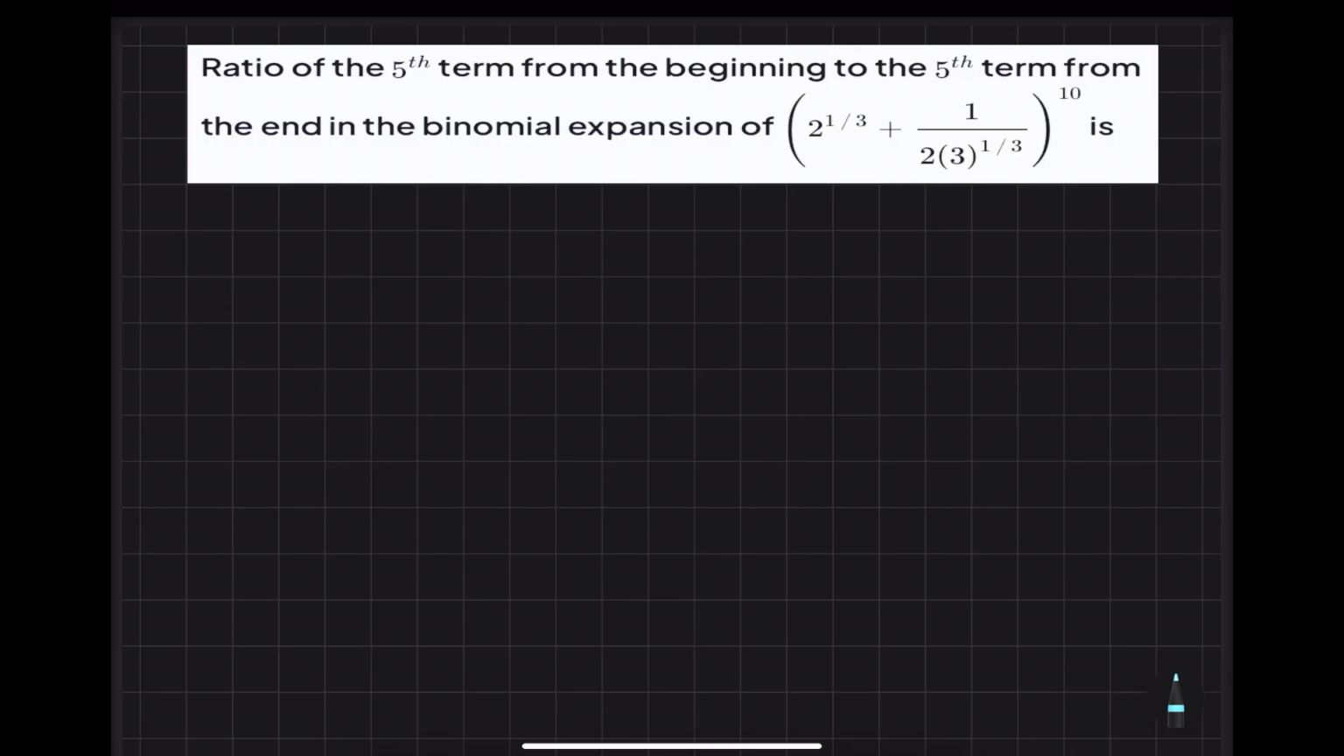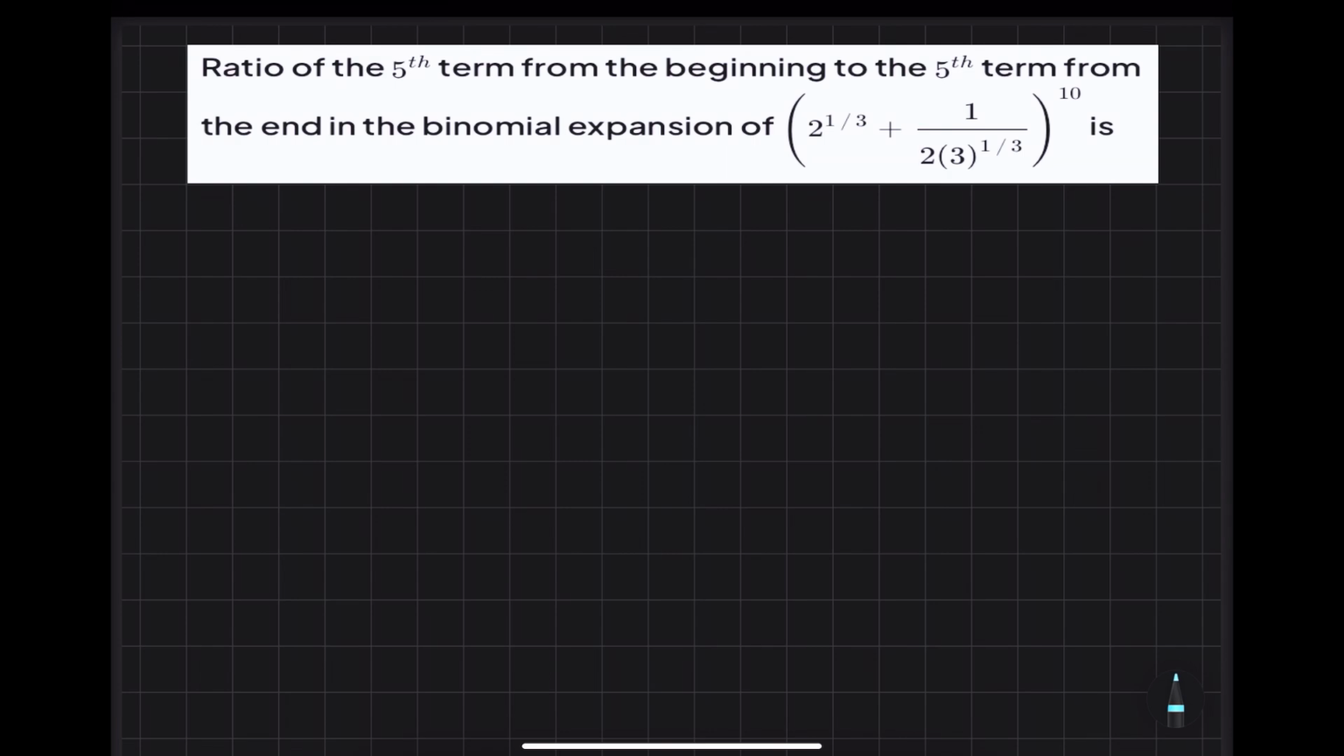So we got this question. The ratio of the fifth term from the beginning to the fifth term from the end in the binomial expansion of this is... So you have to find out the ratio. So you know that you are dealing with the leading term and the end term. Okay. So how will we respond?